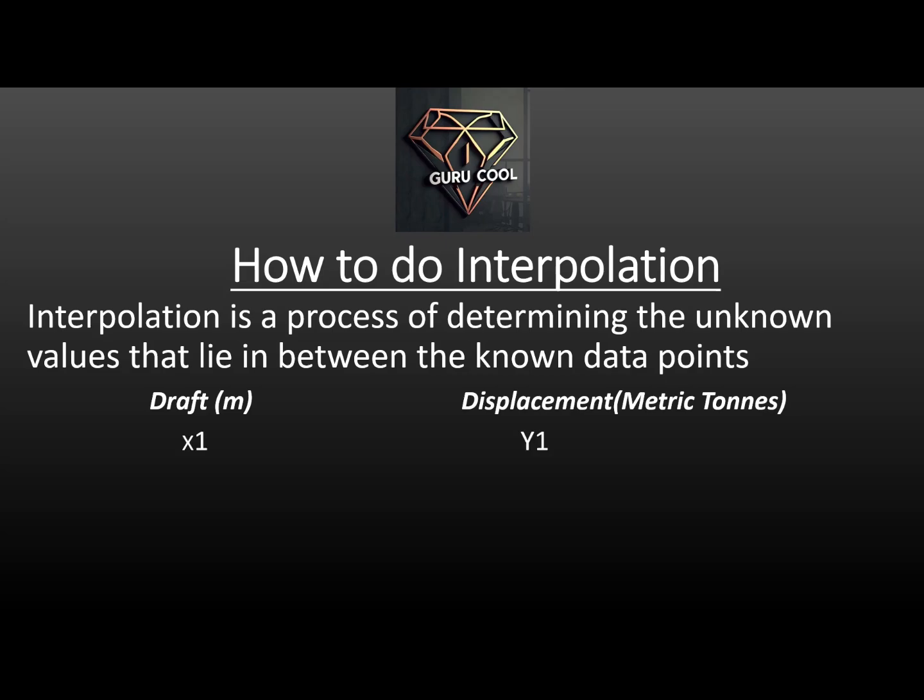There's a ship and it has a draft of x1 meters, and at that draft, the displacement of that ship is y1 metric tons. We have another data point, that is x2 draft, and at that draft, the displacement of that ship is y2 metric tons. Now, suppose we have to find y, which is unknown, for the value of x meters.